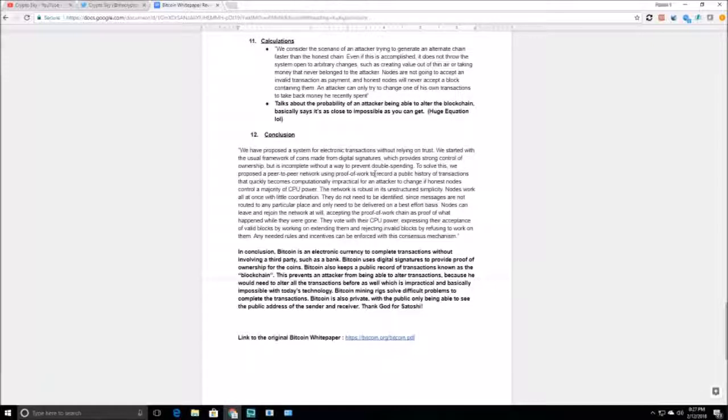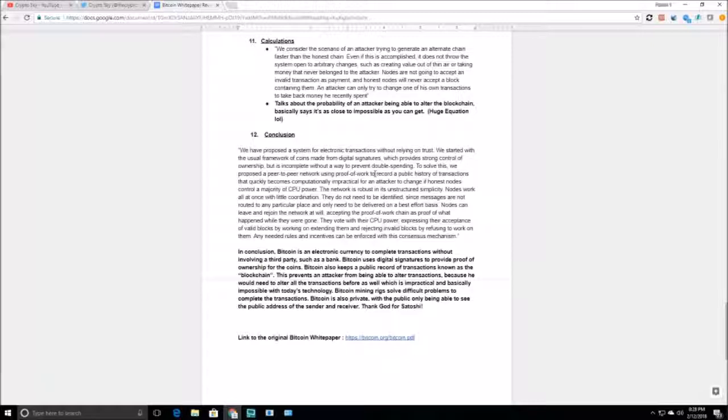The network is robust in its unstructured simplicity. Nodes work all at once with little coordination. They do not need to be identified since messages are not routed to any particular place and only need to be delivered on a best effort basis. Nodes can leave and rejoin the network at will, accepting the proof of work chain as proof of what happened while they were gone. They vote with their CPU power, expressing their acceptance of valid blocks by working on extending them, and rejecting invalid blocks by refusing to work on them. Any needed rules and incentives can be enforced with this consensus mechanism.